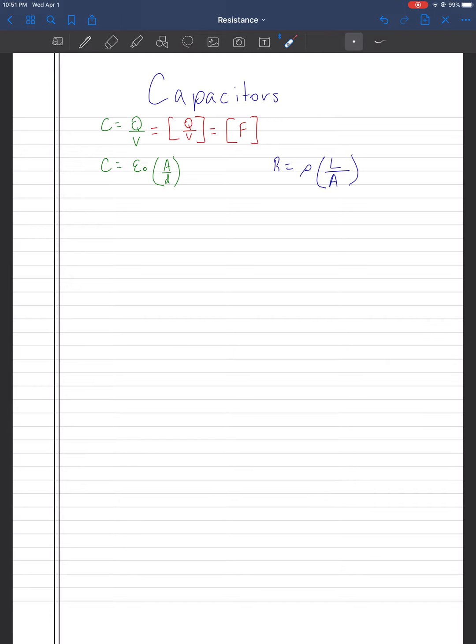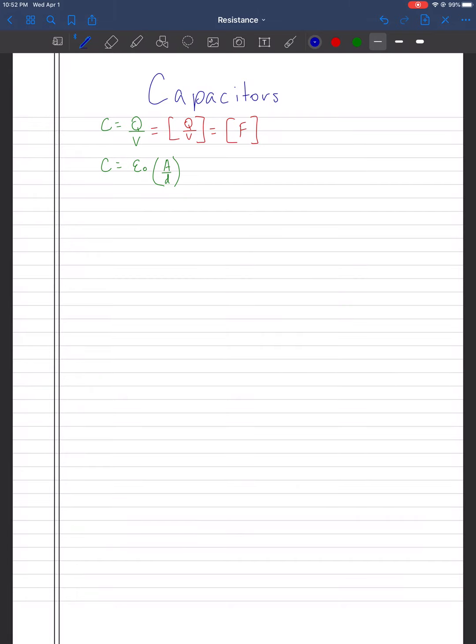But remember, I said resistors are the opposite of capacitors, at least that's the way I look at it in my head. This length is at the top, while this length is at the bottom, and this A is at the bottom while this A is at the top. So isn't that sort of opposite? I use it to remember capacitance as the opposite of resistance. That's a good way to look at it, I think, at least.